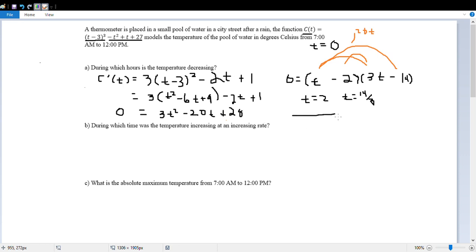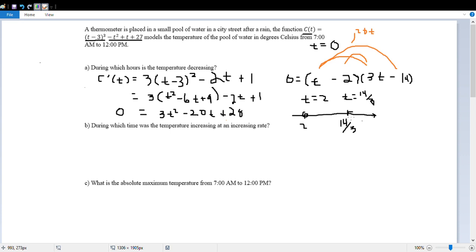All right, so if I just go ahead and make a quick little number line here just to make this easier to do. Now 14 divided by 3, that's just a little bit more than 4. That's 4 1/3, I believe. 4 2/3 actually. So 14 divided by 3, and we'll put 2 over here. And what we're going to do is make a little number line just to evaluate the signs of C prime.